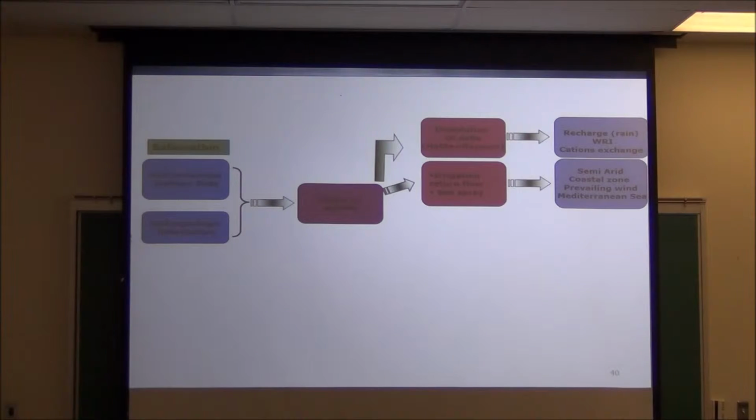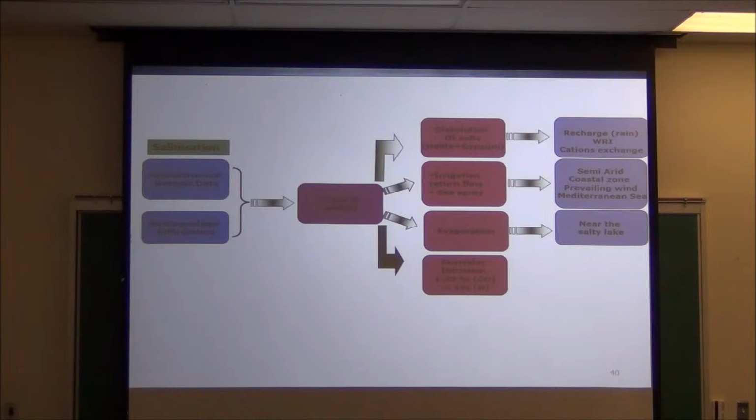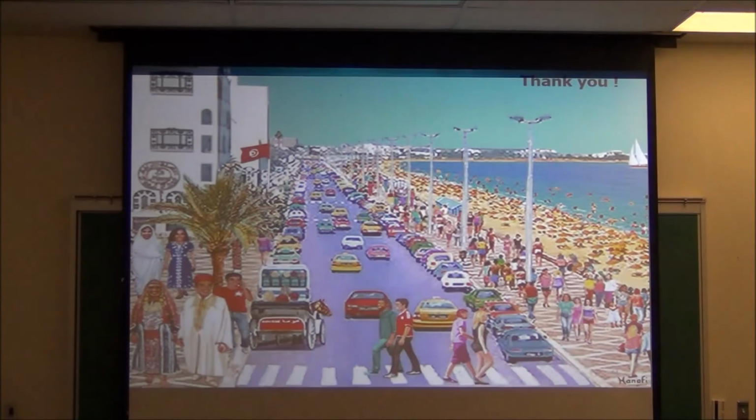Since we are in a semi-arid area, a coastal zone, and prevailing wind in the Mediterranean Sea, the evaporation of water can contribute to the increase of the salinity, especially close to the sebkhas or salty lakes. And the seawater intrusion was estimated between 1 to 70% in the Oriental Coastal Aquifer and less than 1% in the Al-Hawariya Aquifer, with these tools like the piezometry drop, the salinity map, the geochemical ratio, and the stable isotopes of the water molecule. And thank you for your attention.